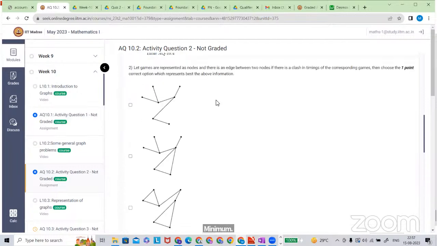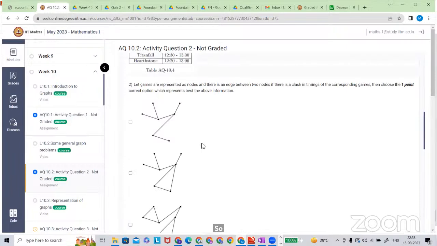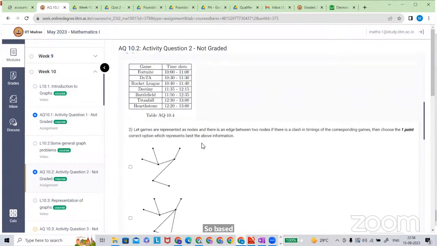For the second question, the third graph is the answer, sir. So based on that, this one is the third one.